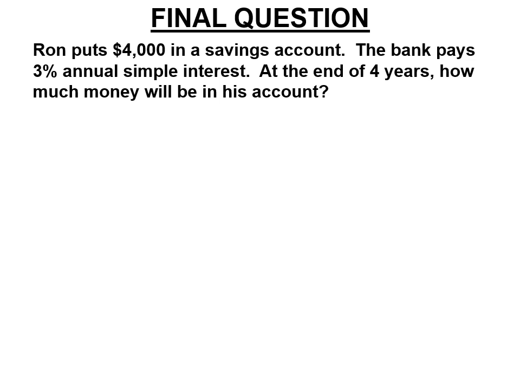Ron puts $4,000 in a savings account. The bank pays 3% annual interest, so times 0.03, 000, then 12. He's going to get $120 at the end of 1 year. At the end of 4 years, how much will be in his account? So that's 1 year. Then 4 years, yes, is 120 times 4.